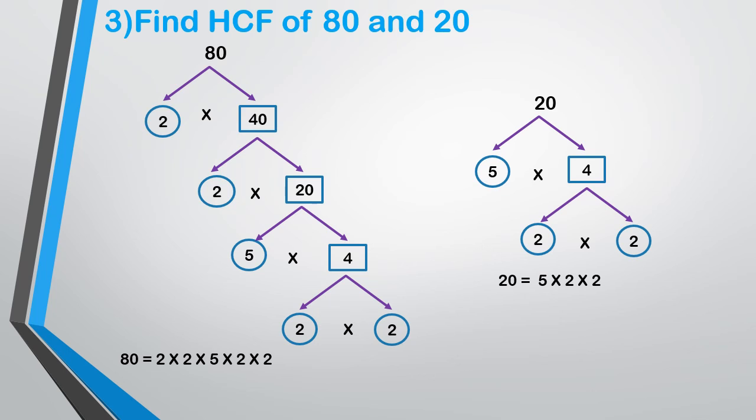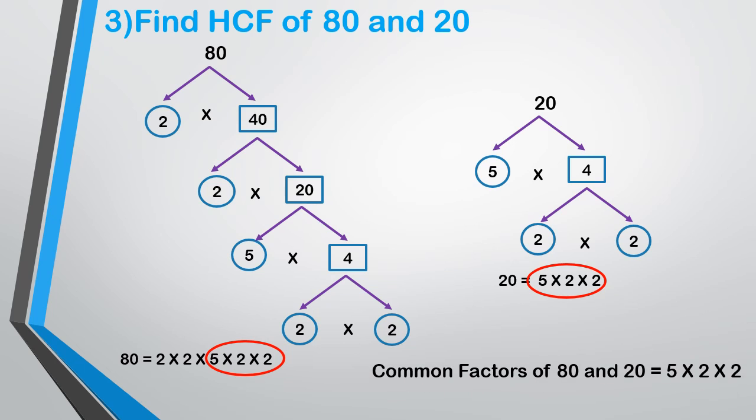Now we have to choose the common factors. 5, 2, 2. Here also we have 5, 2, 2, isn't it? So the common factors of 80 and 20 are 5 into 2 into 2. So the highest common factor is 5 2s are 10, 10 2s are 20. So 20 is the highest common factor of 80 and 20.